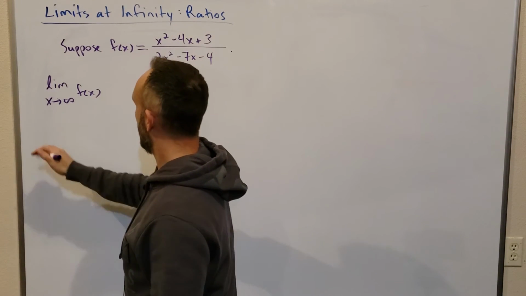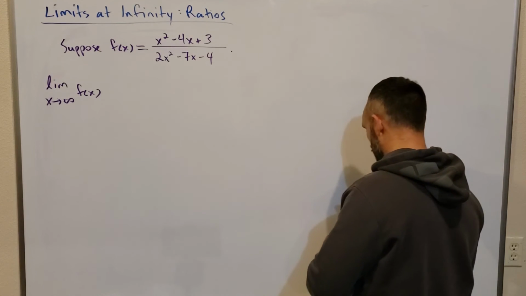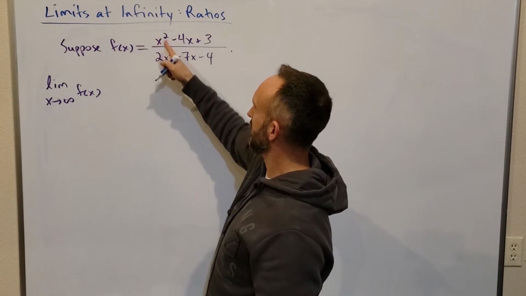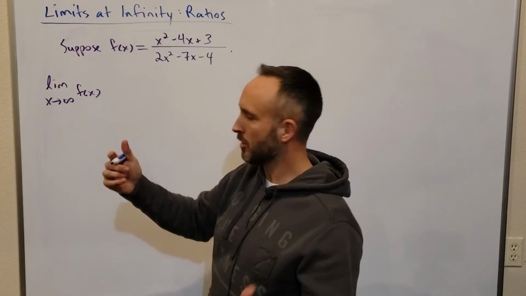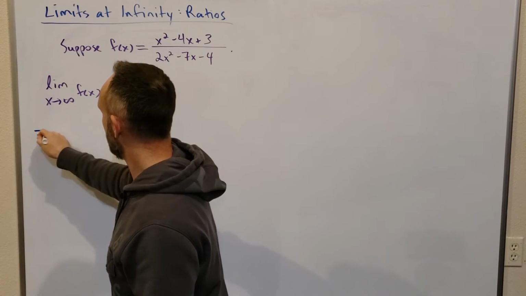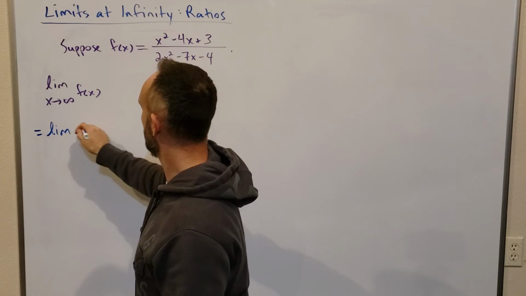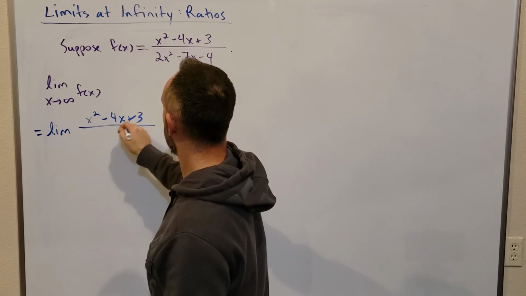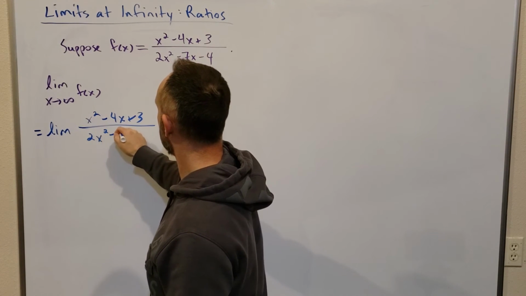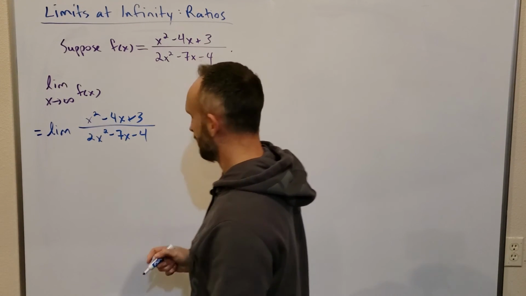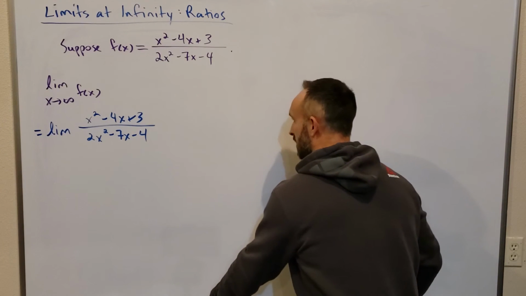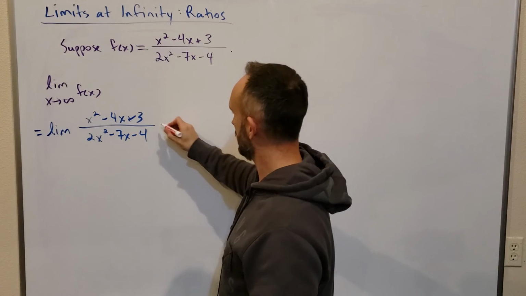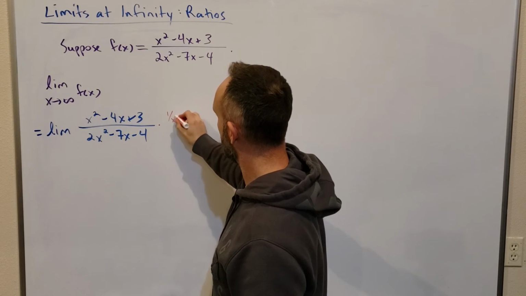So the way we would do that, let's go ahead and write out the function. You can see that we'd have infinity over infinity, which is indeterminate. So let's write it out and see what happens. So we have the limit of x squared minus 4x plus 3 over 2x squared minus 7x minus 4. And we want a constant for where we have the highest power of x on the bottom. So we're going to divide the top and the bottom by x squared.